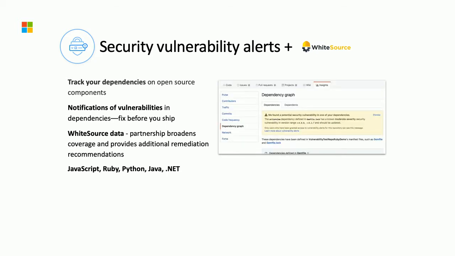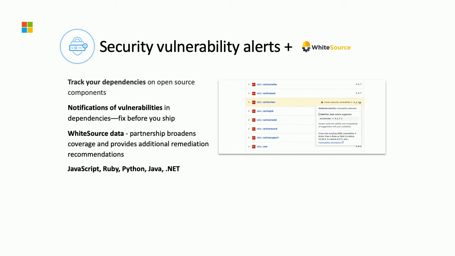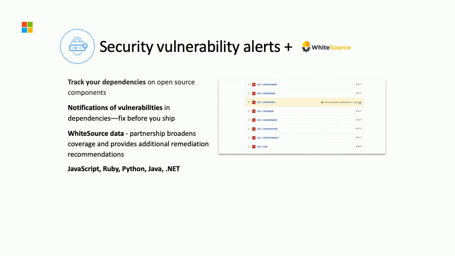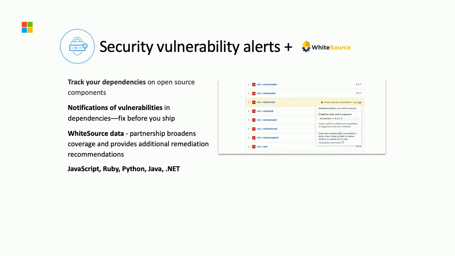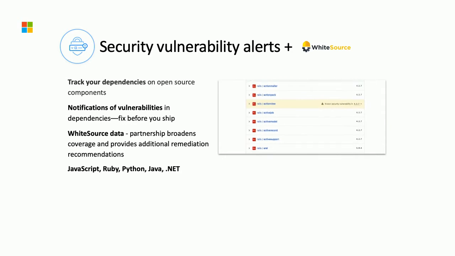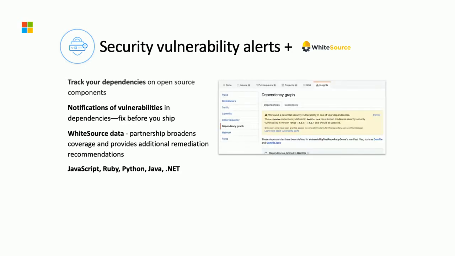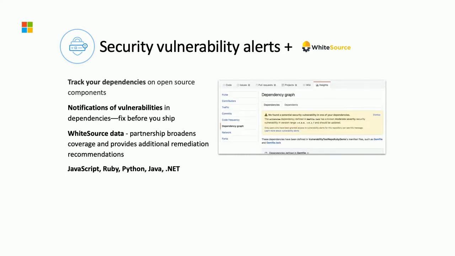So, WhiteSource. You may already be familiar with WhiteSource, but essentially it's a trove of known vulnerability data that we are now pulling from and integrating into vulnerability alerts. But a lesser known advantage that GitHub has, because they're the home of the open source community, is that we are also providing a way for open source maintainers to report vulnerabilities on their open source projects before submitting them or making that information public on the NVD, the National Vulnerability Database.